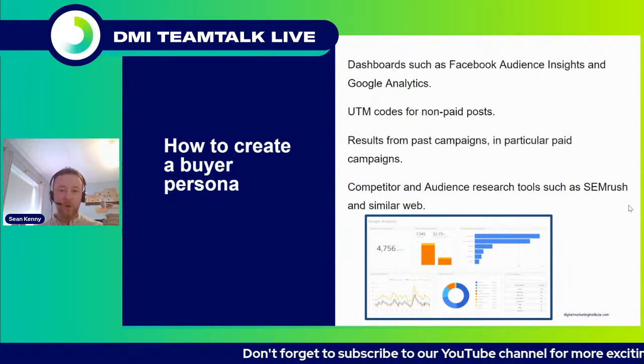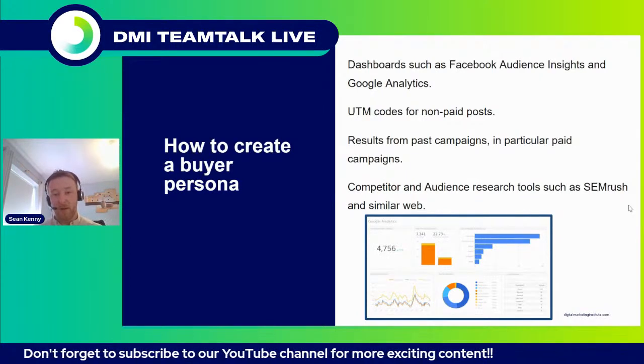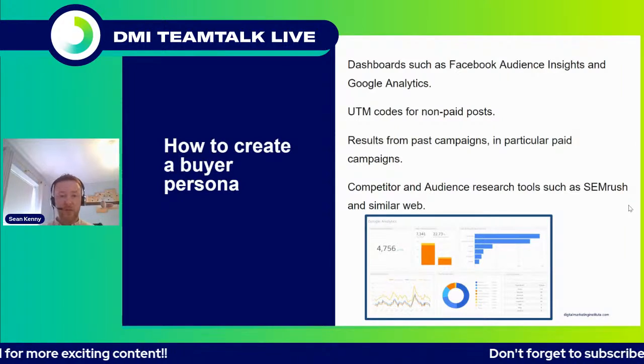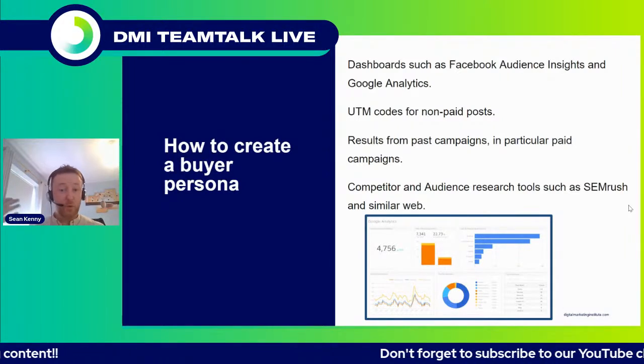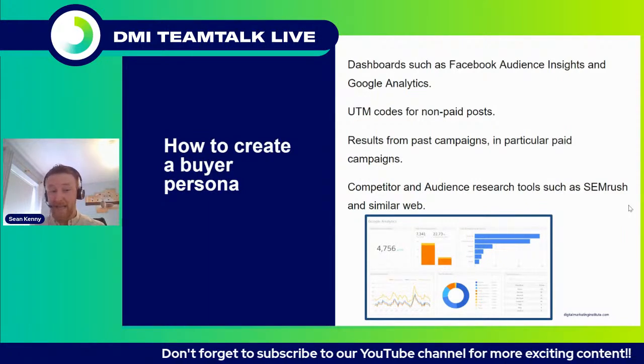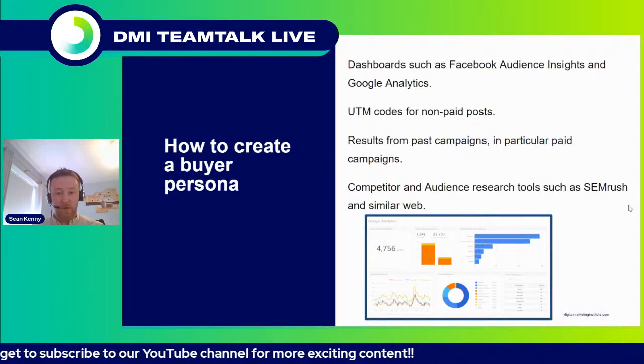If you look at results from past campaigns, if you have that information and you've run paid campaigns in the past, that is a great source of information when you're building up your personas. Look at what age demographics click the most through certain ads, on what device, at what time of day, and so on and so on. And you can link that back into your buyer personas.